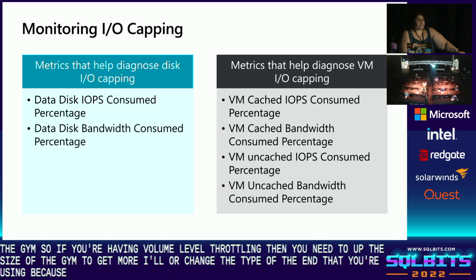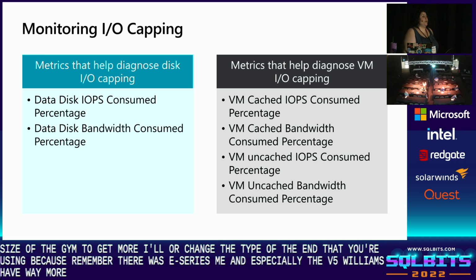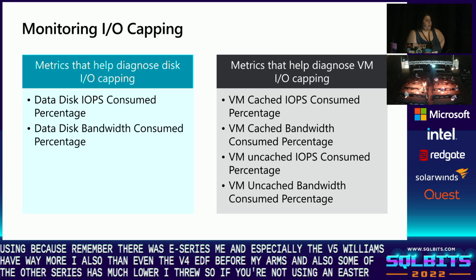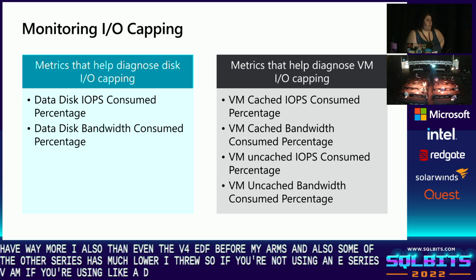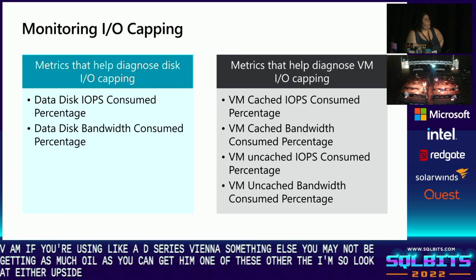Because remember, those E-series VMs, especially the V5 VMs, have way more I/O throughput than even the EDS v4 VMs, and some of the other series have much lower I/O throughput. So if you're not using an E-series VM, if you're using a D-series VM or something else, you may not be getting as much I/O as you can get in one of these other VMs. So look at either upsizing the VM or choosing a new family.